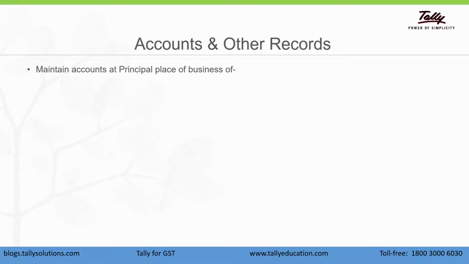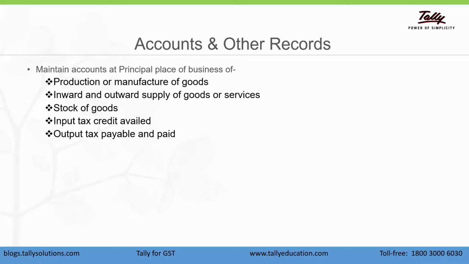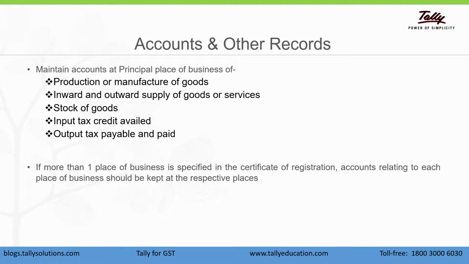A registered person should maintain accounts of the following at the principal place of business: accounts of production or manufacture of goods, of inward and outward supply of goods or services, stock of goods, input tax credit availed, and output tax payable and paid. If more than one place of business is specified in the certificate of registration, accounts relating to each place of business should be kept at the respective places.